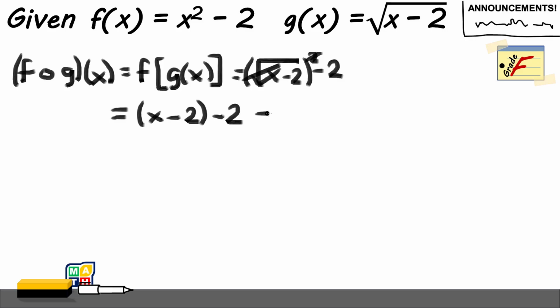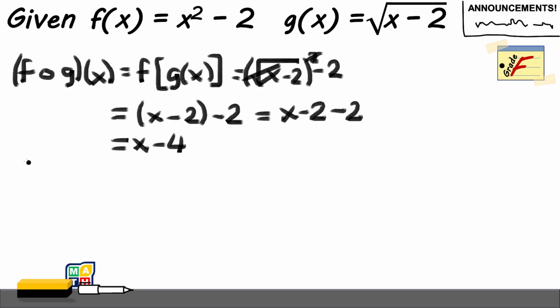Now you're going to finalize this by removing the grouping symbol, and you can do it without any problem because there are no other numerical coefficients here aside from 1. So you'll have x minus 2 and then minus 2. In short, f of g of x using the two given functions is x minus 2 minus 2, that's x minus 4. This is the result for f of g of x.